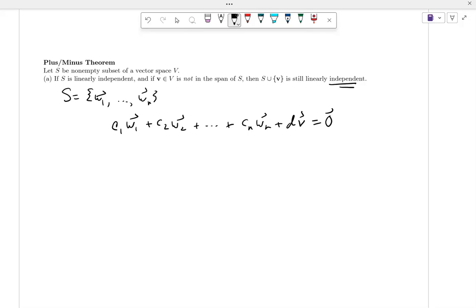If this one is 0, say if your D is 0, then what do I have a linear combination of? I've got a linear combination of the vectors from S that gives me the 0 vector. What do we know about S? What are we assuming about S? Linearly independent. So what had to be true about all the C's? They'd have to be 0, right? So if D equals 0, then the C's all have to be equal to 0.